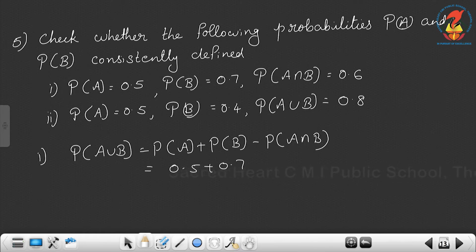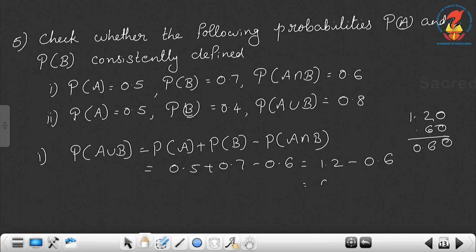0.5 plus 0.7 minus 0.6. That is 1.2 minus 0.6, that's equal to 0.60. Okay, 0.6. Now, this P of A intersection B is 0.6.